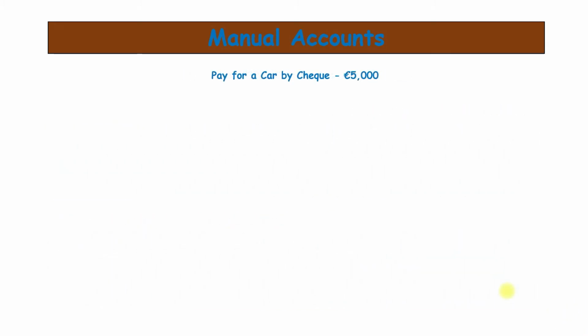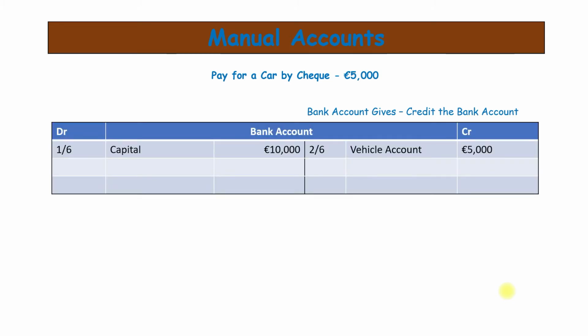Let's look at another possible transaction. The business buys a car and pays for it by check. Again, because it is paid by check, it involves the bank account. Because we are buying a car, we will also need a vehicle account to receive the item. The bank account gives $5,000 to buy a car, therefore the bank gives and the amount appears on the credit side of the bank account.